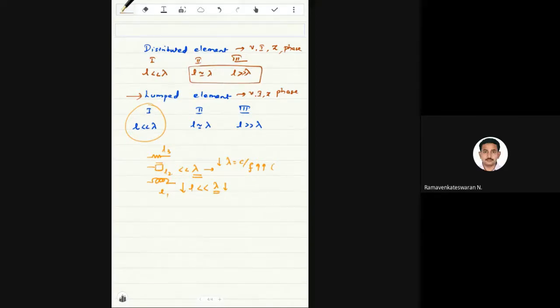With respect to the three cases, some of you told the third case, and with that too, sometimes we say that if the operating wavelength is comparable to the physical device length L, or if the physical dimension is more than the operating wavelength, that time also we call it distributed elements. It is very simple. You keep it in mind.